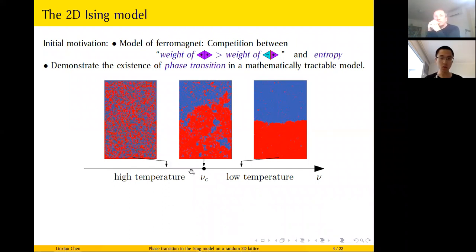And what is more interesting is what happens in between these 2 cases. There is a critical temperature at which the spins are kind of mixed, but you have islands of aligned spins at all scales.